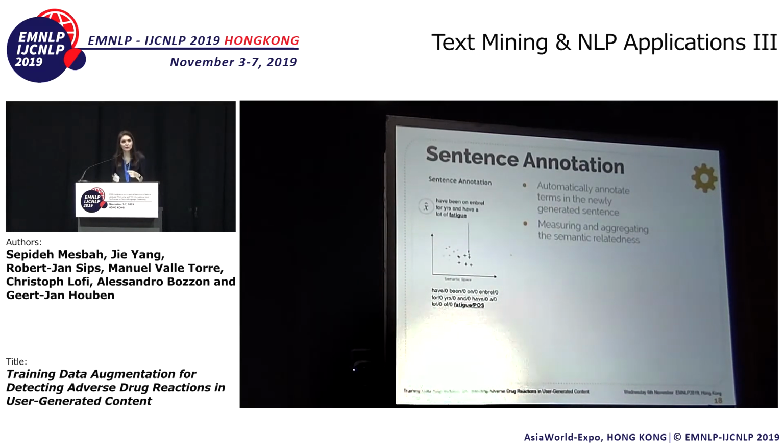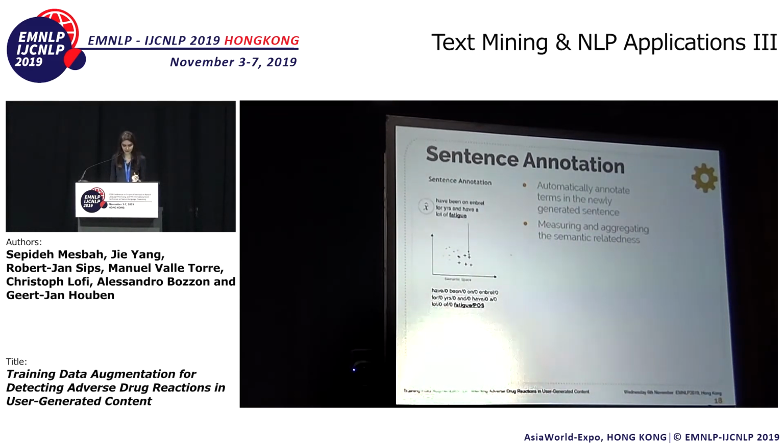But after having new samples, now we need to find a way to automatically annotate these new samples word by word or phrase by phrase. In order to do this automatically, we rely on measuring and aggregating the semantic relatedness, where we measure the similarity between the words in the new samples and the words in positive terms in the initial labeled samples, which are ADR-related words. And if they are more similar to the positive terms than to the negative terms, then we will consider them as a positive term in the sentence.